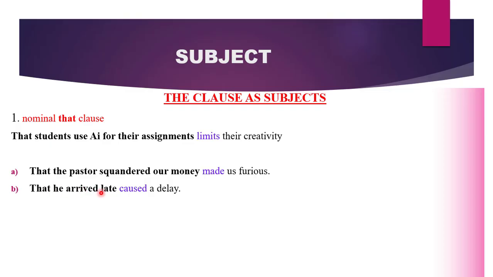That he arrived late caused a delay. What caused a delay? That he arrived late. So this is our subject. And it begins with the word that. So together, it is a that clause. And why are we calling it a clause? Remember, every clause has a verb in it. Over here, that he arrived late has a verb in it. But that's not the main verb of the sentence. Our main verb is caused. So that he arrived late is the subject which comes before the main verb caused.